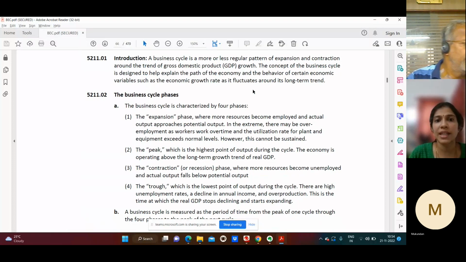So what is a business cycle? What is the definition of a business cycle? It is a regular pattern of expansion and contraction around the trend of GDP growth. Why are we bringing GDP over here? And what is GDP? First of all, GDP is gross domestic product. What do you understand by GDP? It is the real output of the economy as a whole.